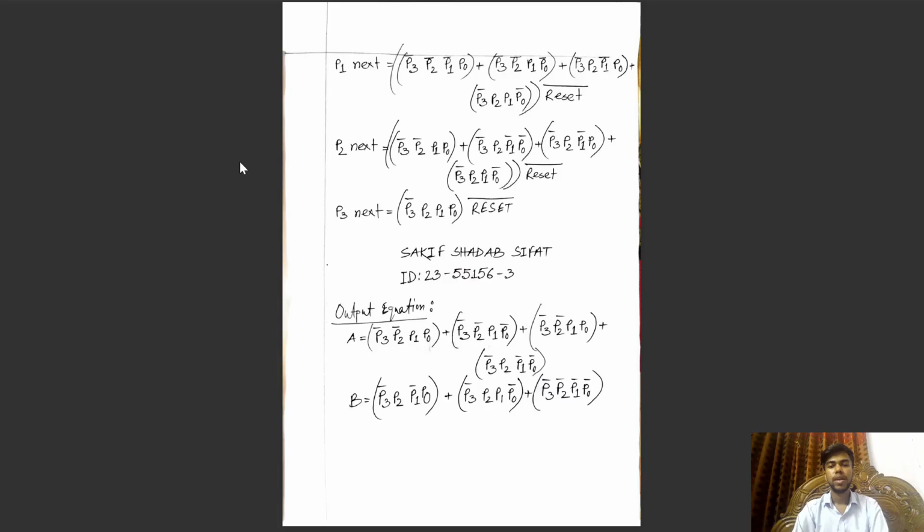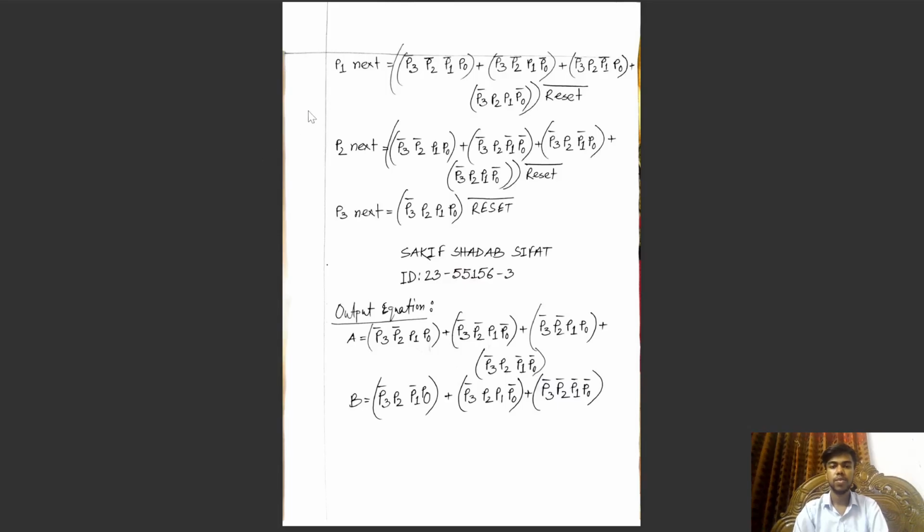Then P1 next is P3 bar, P2 bar, P1 bar and then P0. Then plus P3 bar, P2 bar, P1, P0. Then plus P3 bar, P2, P1 bar, P0, plus P3 bar, P2, P1, P0 bar, and then reset.